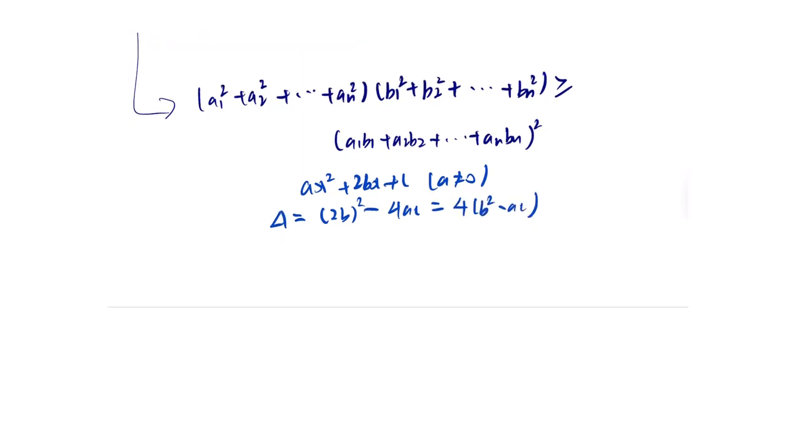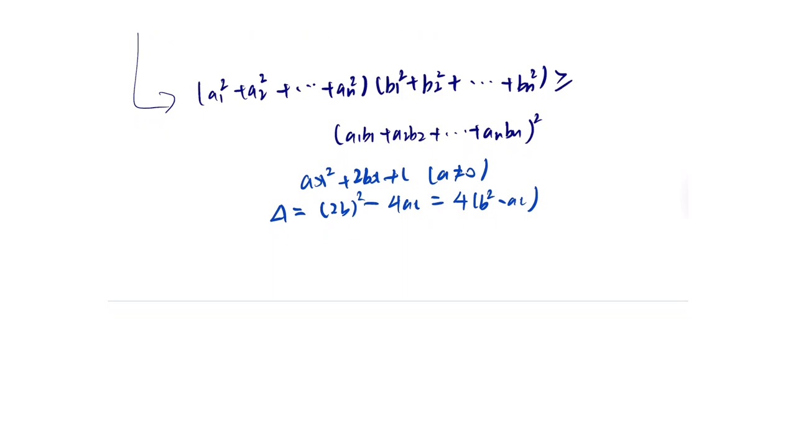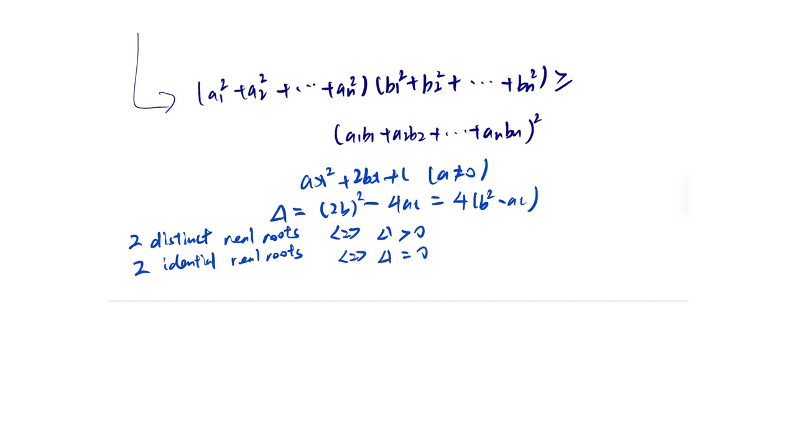But we know that if the roots of this polynomial are real and distinct, so two distinct real roots, will give us a delta larger than 0, and two identical real roots will give us a delta equal to 0. And we know that if the roots are not real, so no real roots, will give us a delta smaller than 0.